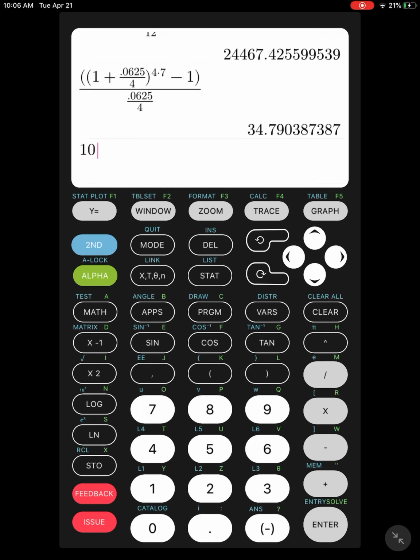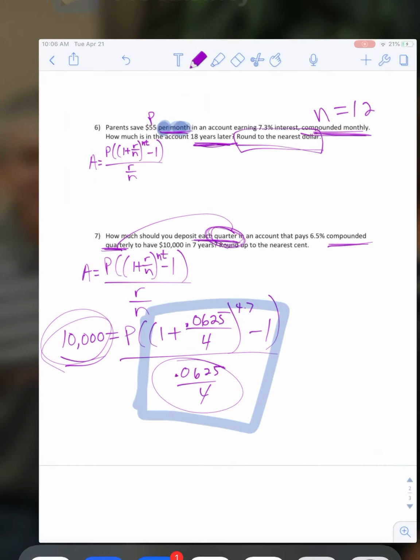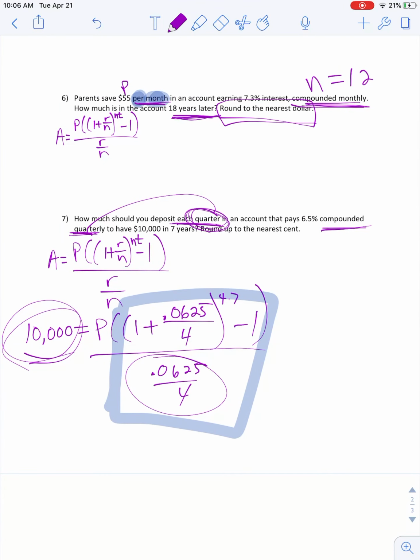Now I'm going to take 10,000 divided by that. Remember, go up and grab it, press enter, and there's your answer. That's going to be your payment. When I say payment, I mean every single quarter, that's what we're going to put in. And so that's how you get the answer of 287.44. What does it say? Round to the nearest cent. So every quarter you have to put in that amount in order to have your $10,000 at the end of the 7 years. All right. Good luck.